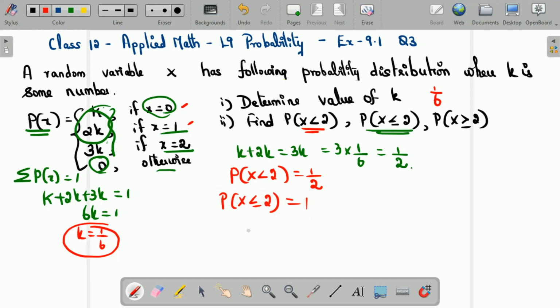Now let's take up the last case, which is probability of x greater than or equal to 2. So if I have to say greater than or equal to 2, only this case is there, because in the other cases it is going to be 0. So this is nothing but 3k. So this is 3k which is nothing but 3 into 1 by 6. So it is again 1 by 2.